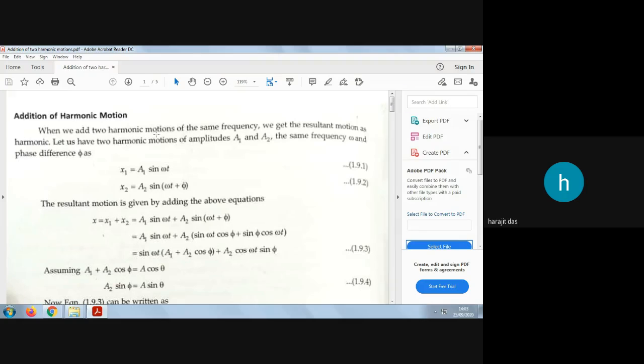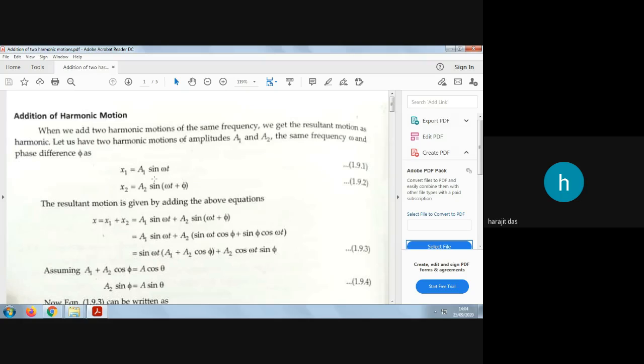So when we add two harmonic motions of the same frequency, we get the resultant motion as harmonic. This one is very much important. The basic equation is x1 equals a1 sine omega t. So one particle is exhibiting SHM with a frequency of omega. A1 is the amplitude of motion, then small t is the time. This is the instantaneous time, and x is the total displacement, which is a function of time. So this is the motion for a particle.